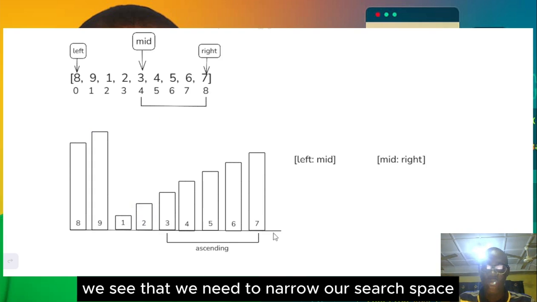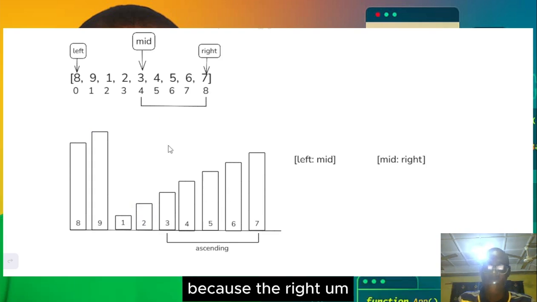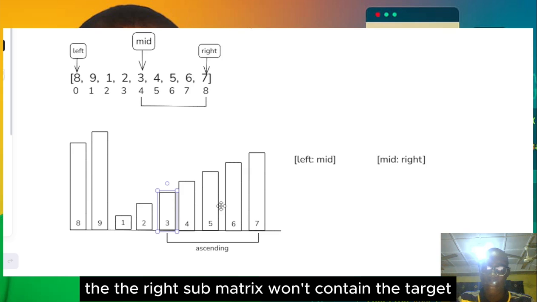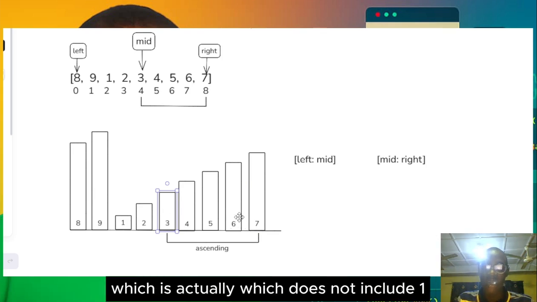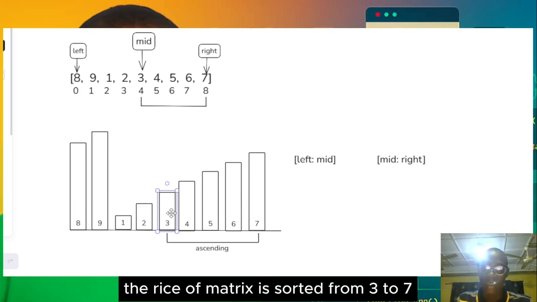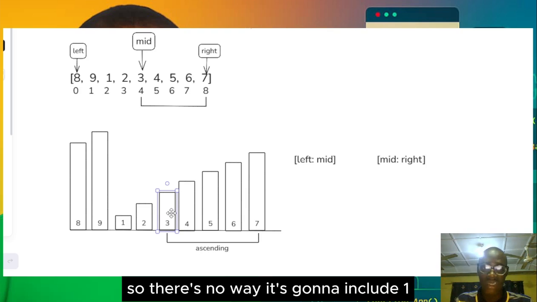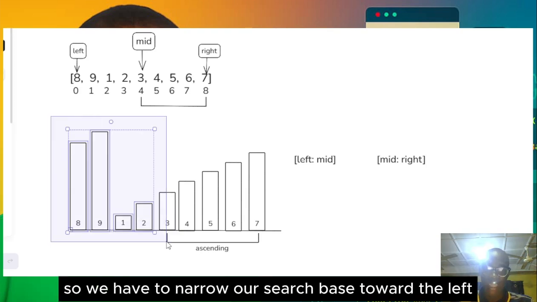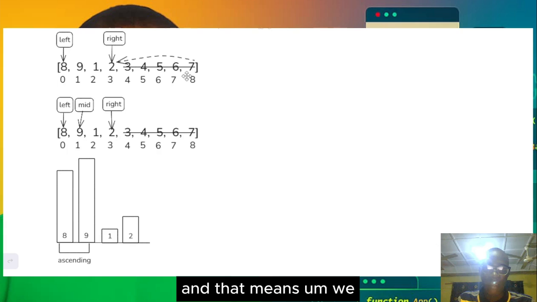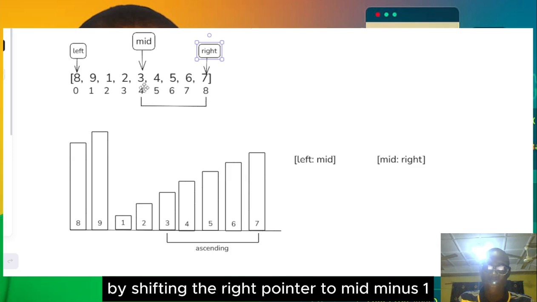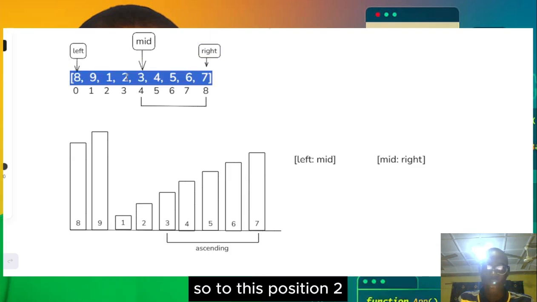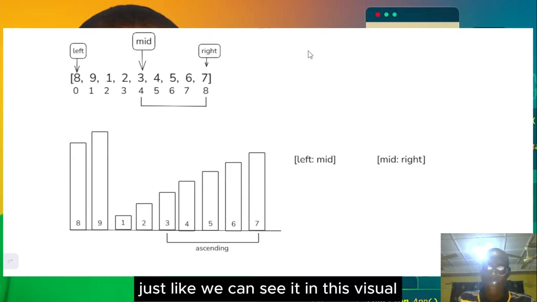Consequently, we see that we need to narrow our search space to the left. Why? Because the right subarray won't contain the target, because the target is 1 and the range of the right subarray is 3 to 7, which does not include 1. We know the right subarray is sorted from 3 to 7, so there's no way it's going to include 1. So we have to narrow our search space toward the left. And that means we can narrow it by shifting the right pointer to mid minus 1, so to this position 2, just like we can see in this visual.